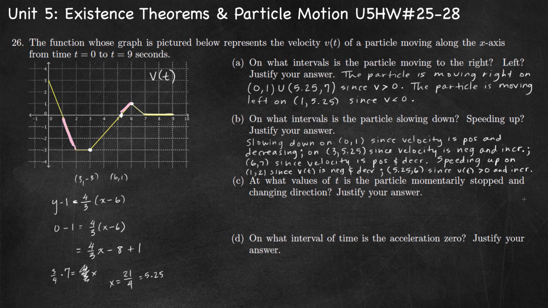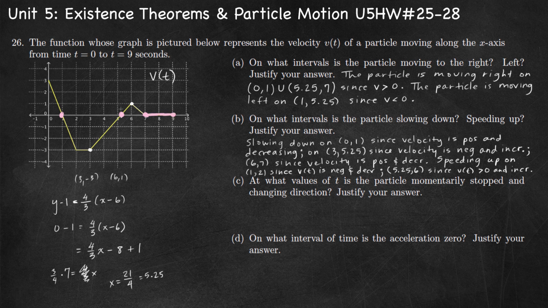Part C, at what values of t is the particle momentarily stopped and changing direction? So momentarily stopped would mean that our velocity is equal to 0. Changing direction would mean that our velocity is changing sign. So let's start with where our velocity is 0. That happens at t equals 1, right here, and at 5.25 right here. And then our velocity is also 0 all the way from 7 to 9.